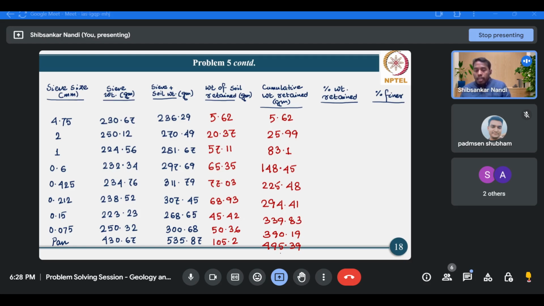Now can you please clarify one thing? We have taken 500 gram, the total sample mass or the total weight of the sample was 500 gram, but we have ended up with 495.39 gram. So there is a discrepancy. By how much? 500 minus 495.39, so that means 4.61. 4.61 is lost out of total 500 gram. Now what can be the possible reason behind this discrepancy? Why are we not getting exactly 500 gram of soil sample which we have taken at the beginning of this test?